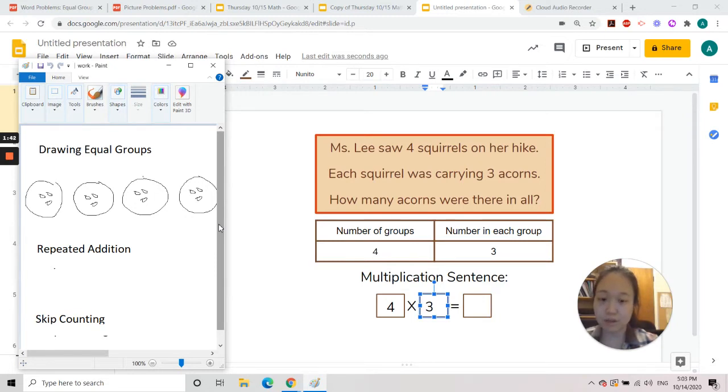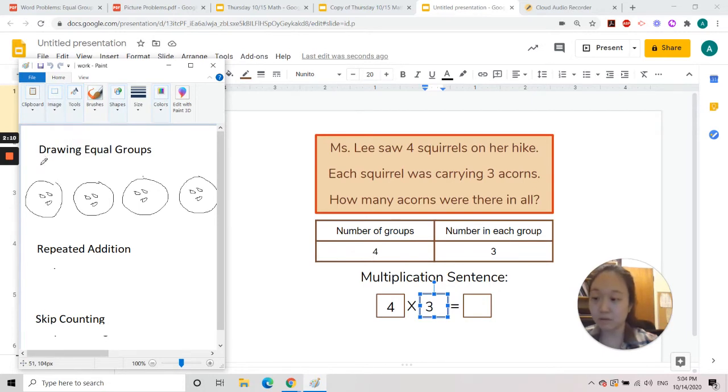Notice how instead of drawing 4 squirrels in detail, I just drew 4 large circles because I don't want to spend a lot of time drawing what the problem is talking about. Instead, drawing large circles represents the big group. And then again, instead of drawing acorns in detail, I just drew 3 smaller circles in each group. To find my product, I can just add or count all of these circles.